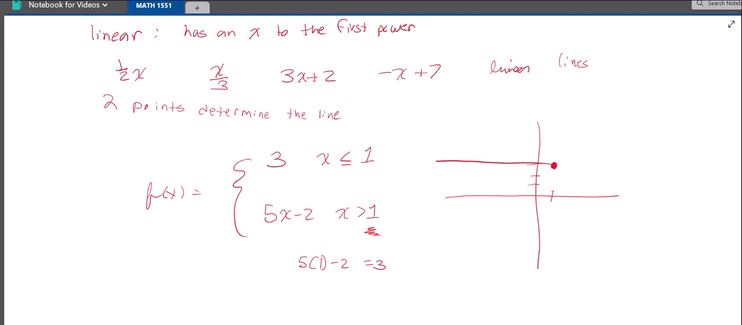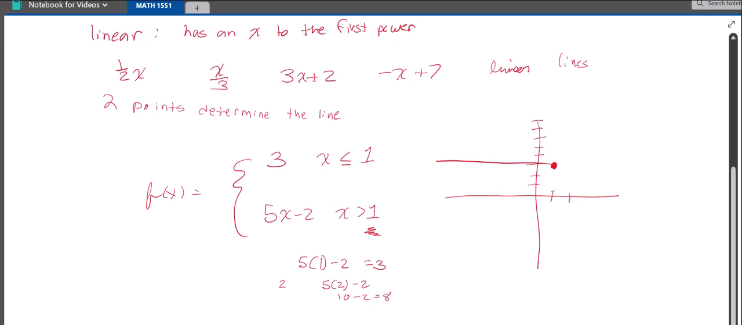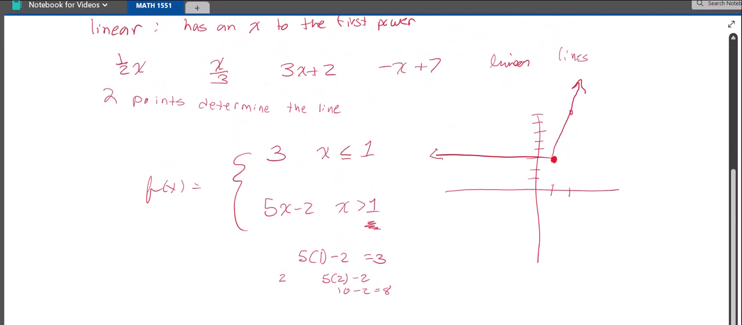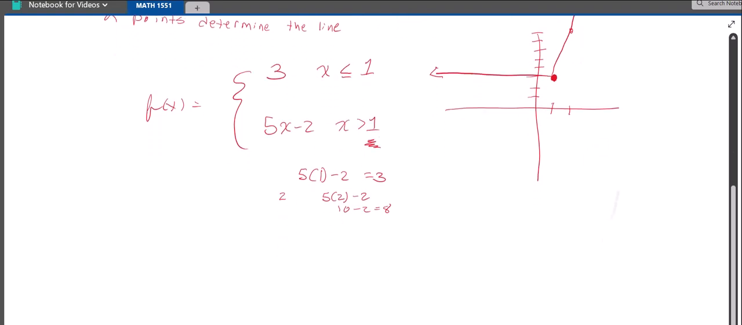And now I'll just plug in any other point. Now I need it to be something greater than 1, so maybe I'll plug in 2. So 5 times 2 minus 2, 10 minus 2 is 8. So at 2 I have 8. 4, 5, 6, 7, 8. That's another point on my graph, and it goes like that. So that is how you would graph this one. Now, those two, that makes this graph continuous because they meet up at a point.